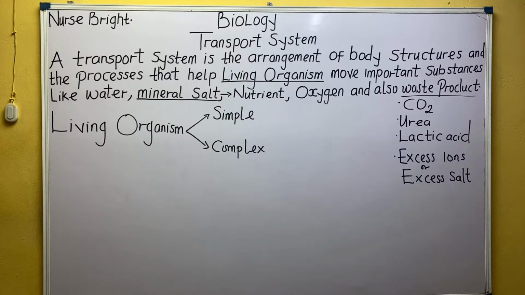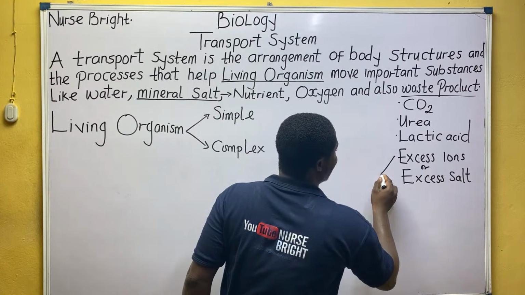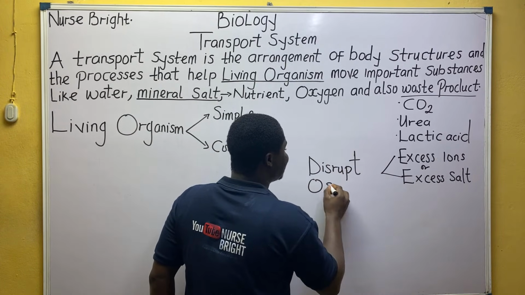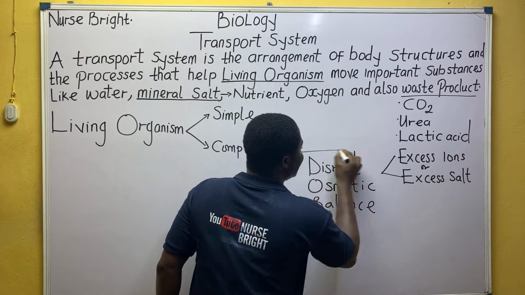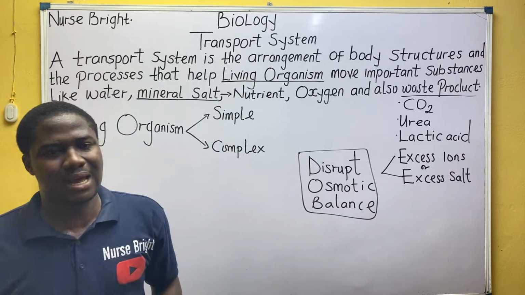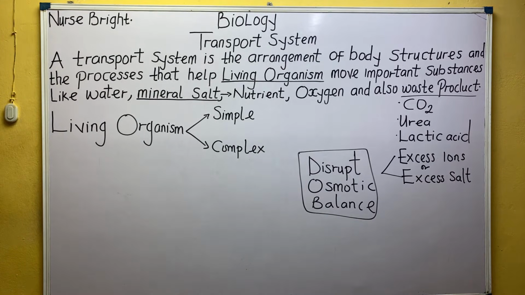This excess salt can cause so much harm in humans or organisms in general. What they do is that they disrupt what we call osmotic balance. These excess ions in our body disrupt osmotic balance. This osmotic balance is very, very important. I'm going to explain what it means. When something disrupts something, it means it stops something from happening properly.